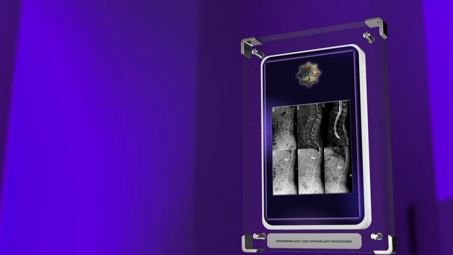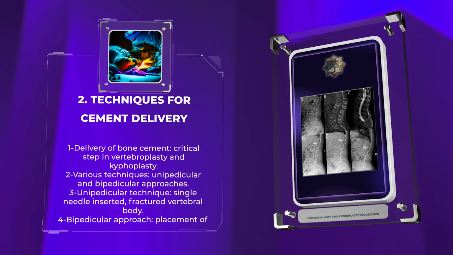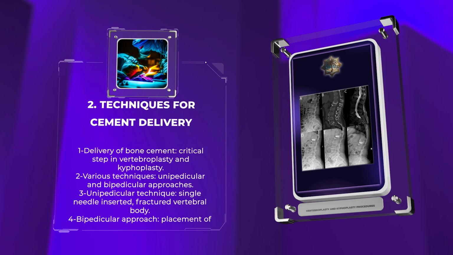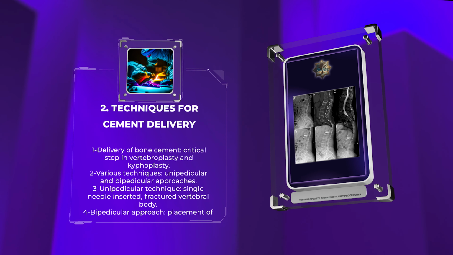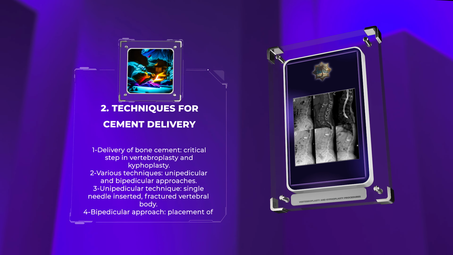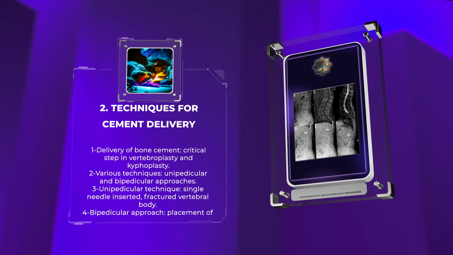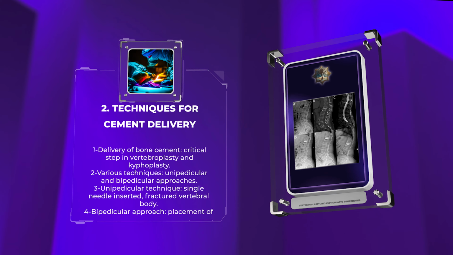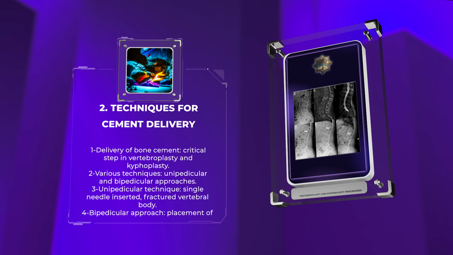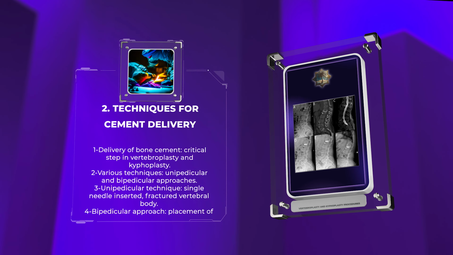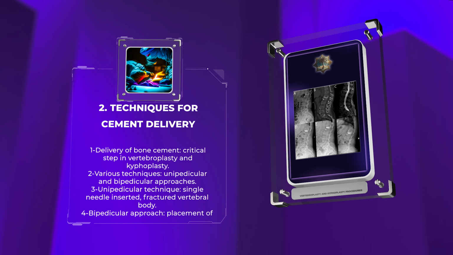During vertebroplasty and kyphoplasty, the delivery of bone cement is a critical step. Various techniques can be employed, including the unipedicular and bipedicular approaches. In the unipedicular technique, a single needle is inserted into the fractured vertebral body, whereas the bipedicular approach involves the placement of two needles. Each technique has its advantages and drawbacks, and the choice depends on factors such as fracture type, location, and operator experience. Proper cement delivery techniques are essential to ensure optimal dispersion and distribution within the fractured vertebral body.